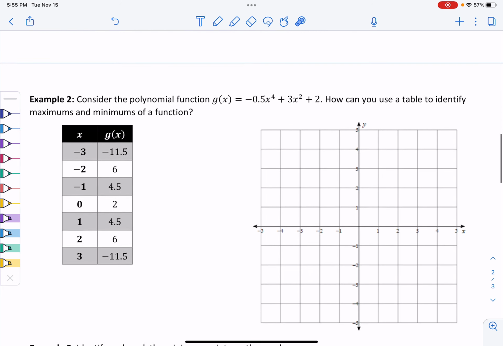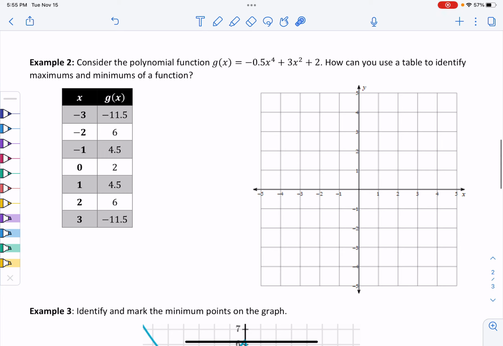Example 2, we're going to consider the polynomial function g of x equals negative 0.5x to the fourth plus 3x squared plus 2. How can you use a table to identify the maximums and minimums of a function? So this is the table that gives us some points on our graph, right? We could plug in more if we wanted to, but we're just going to deal with those for now. A table, as you will see, and if you've watched the increasing and decreasing video, you will notice that it's very similar with maximums and minimums to be exact when you're doing it from a table.